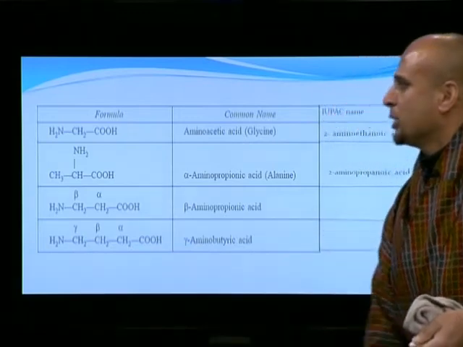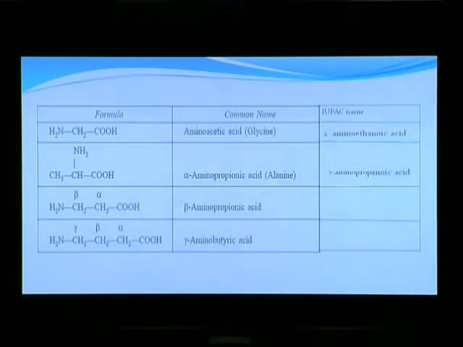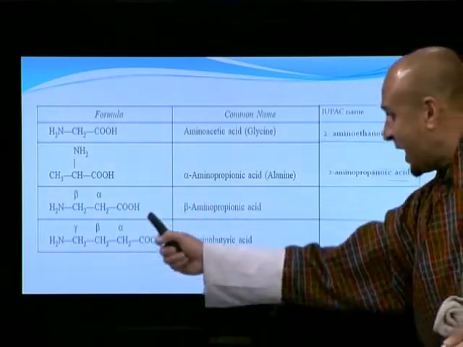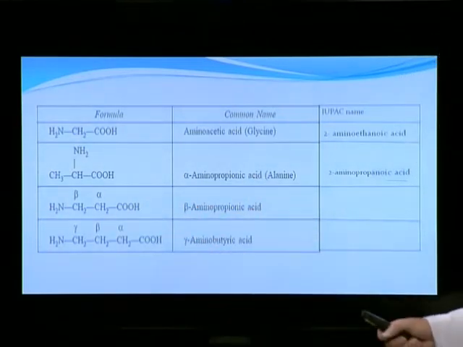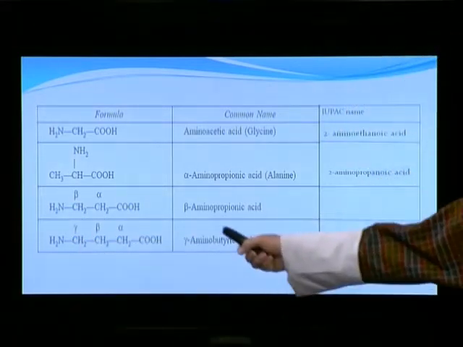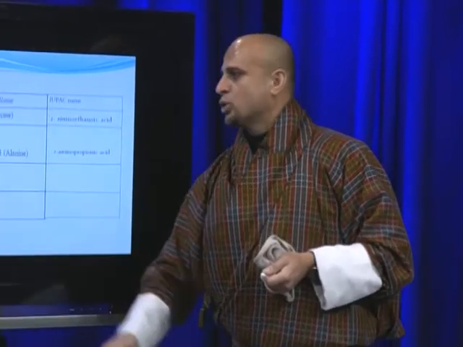Then the adjacent carbon is known as beta. So you can see here, the amino group is attached to the beta carbon. Therefore it is known as beta amino. And since we have 1, 2, 3 carbon propionic acid, the common name is beta amino propionic acid.